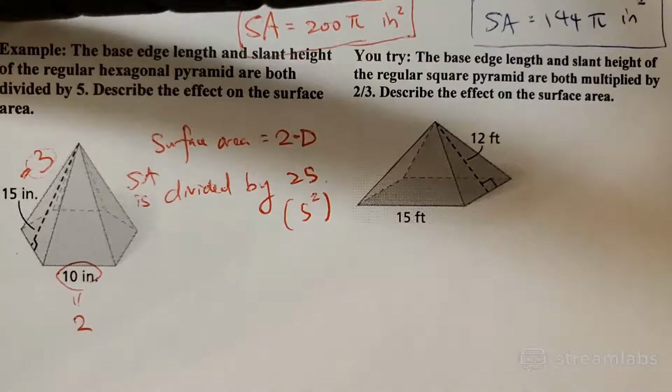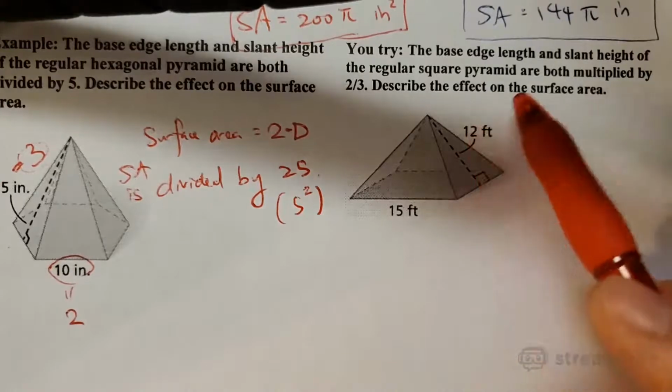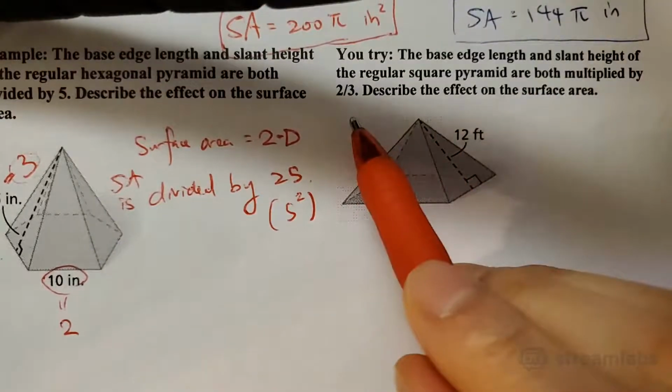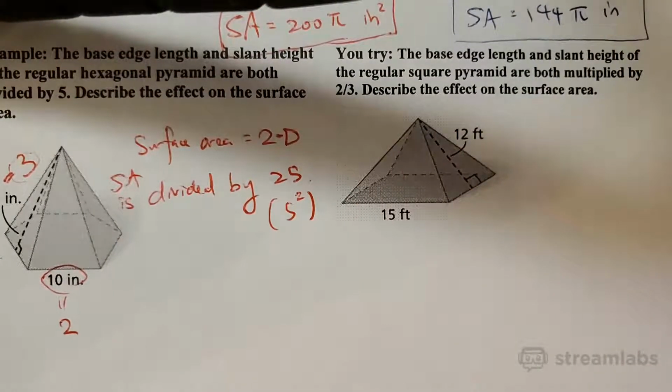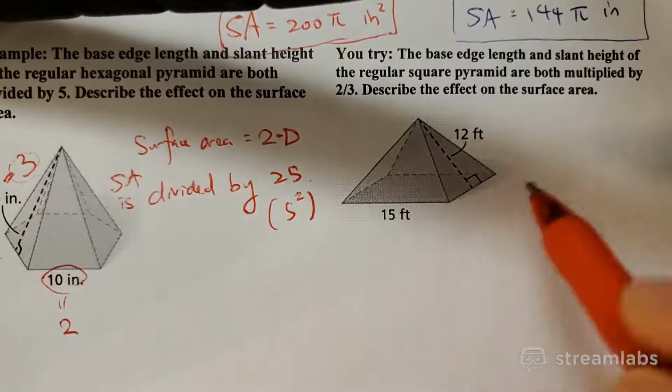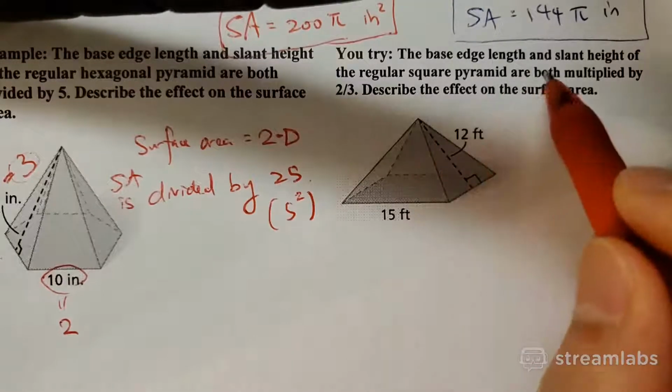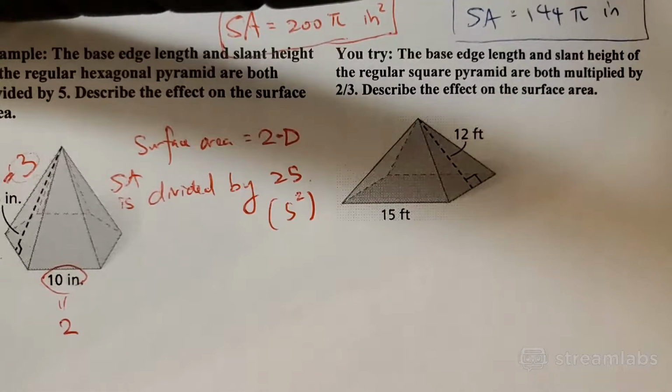This is the same thing as the similar triangle. What happens if you divide both the base and height by 2, or scale factor of 3? What happens to the area? Okay, it's the same problem. Similarly, if they both multiply by 2/3, what would you think would happen? Type in the comments. What will happen to the surface area if I multiply both slant height and edge length by 2/3? What will happen?